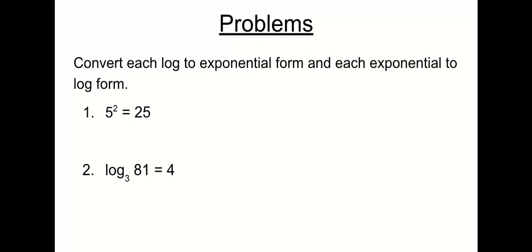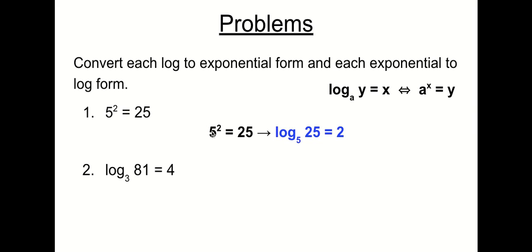All right, so let's try this. I want to convert each log to exponential form and each exponential to log form. So here I have 5 squared equals 25. Remember, a log is an expression such that the result is this power. So log base a of y equals x is true if and only if a to the x equals y. So in this case, a is 5, x is 2, and y is 25. So log base 5 of 25 equals 2. That's how I'd write the log expression.